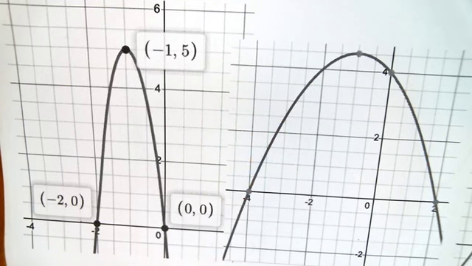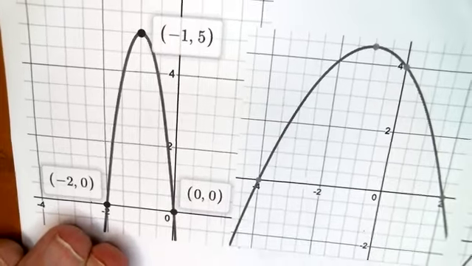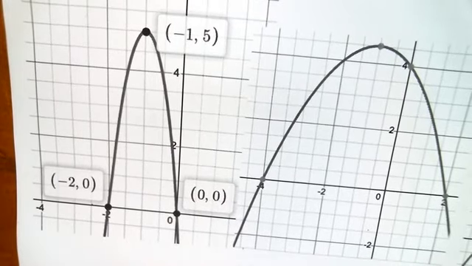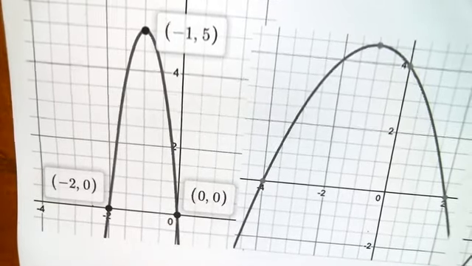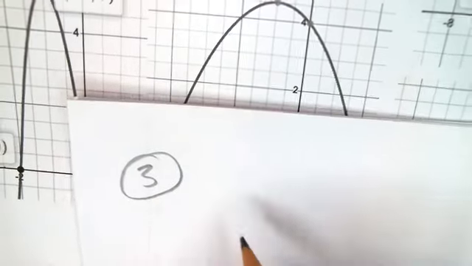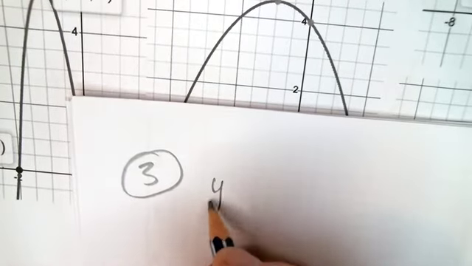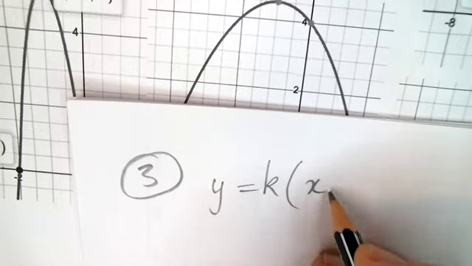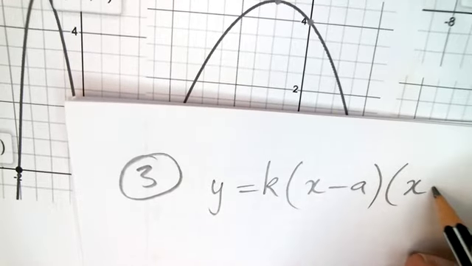At the moment I am finding equations for parabolas, and I've got this very nice parabola here. It's quite a steep, tall parabola, and I'm going to find the equation for this. The equation I'm using to do that is y equals k(x - a)(x - b).